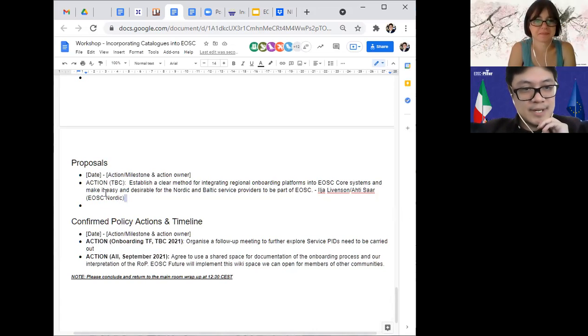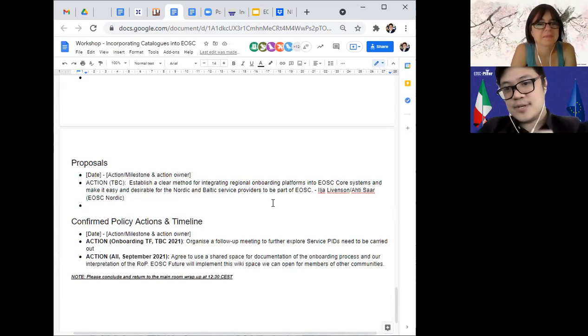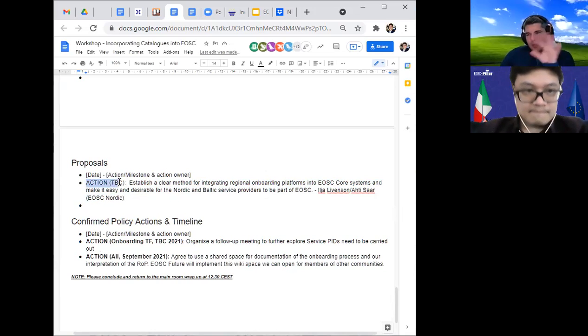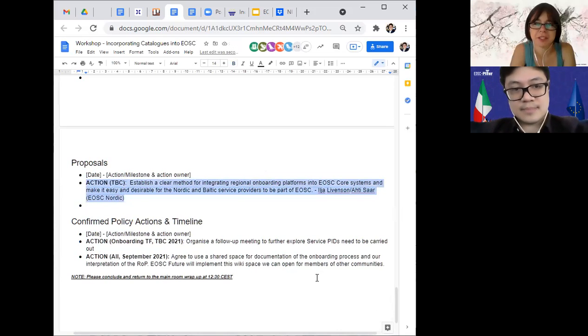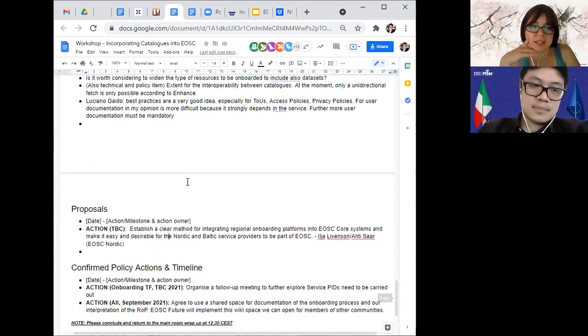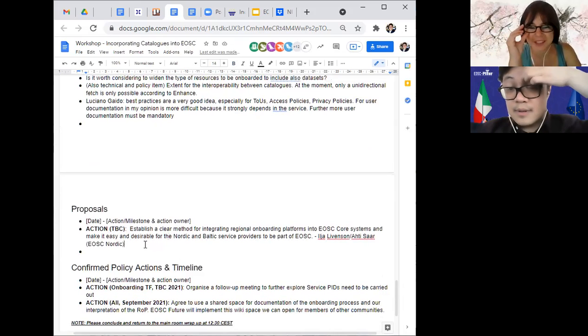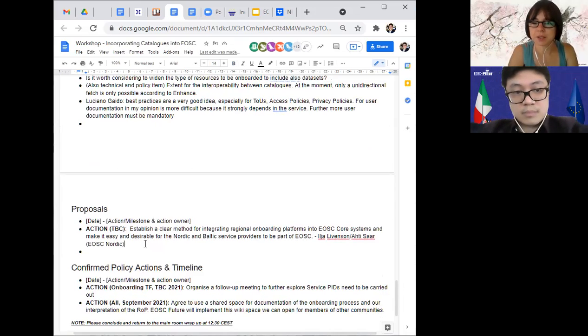By the way, Federica, I wanted to note there was a point from EOSC Nordic from their slides, a proposal: establish a clear method for integrating regional onboarding platforms into EOSC core systems and make it easy and desirable for the Nordic and Baltic service providers to be part of the EOSC. Although I think this needs to be a bit more prescriptive. Yeah, and just to comment, this was a sort of summary point. It's not a concrete action. Yeah, I was about to say that probably if we want to make this somehow actionable, we need to split it into more operational points. Yes, but this could be a good moment to do it. So maybe if our Nordic colleagues want to comment a bit more, what was the reasoning behind this summary point?